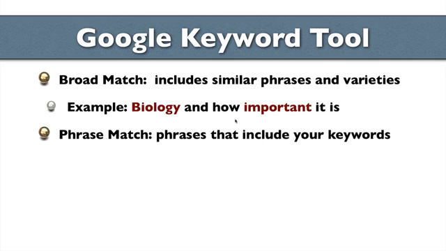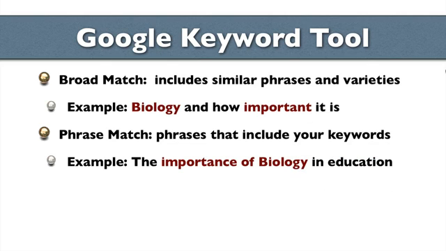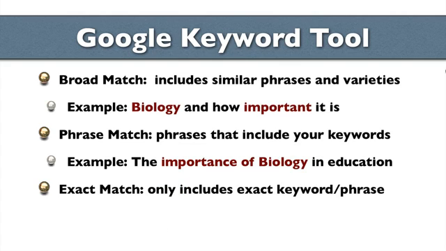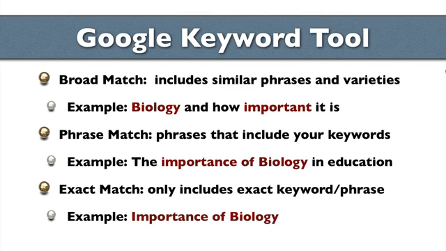Then there's a phrase match. And when I'm talking about a phrase match, we're talking about phrases that include your keywords. So for example, you can have something like the importance of biology in education, or the importance of biology in life, or whatever the case might be. It includes that keyword phrase that you are searching for, but it includes it in a phrase that might be very related to what you're targeting, or it might be not as related to what you're targeting. And when I'm talking about an exact match, that's exactly what it sounds like. It only includes the exact keyword or phrase. And in this example, the exact match would be importance of biology.